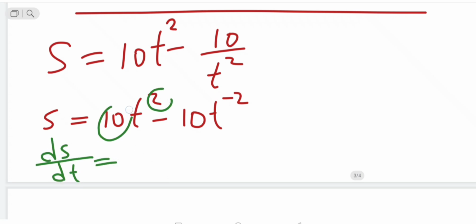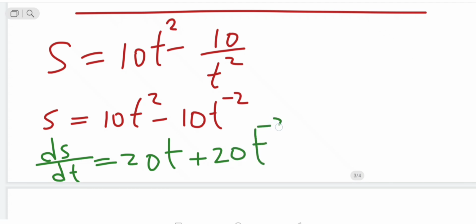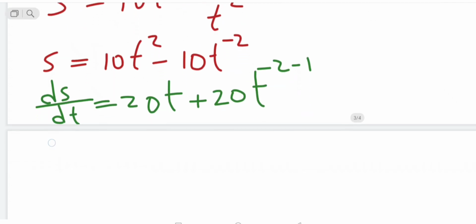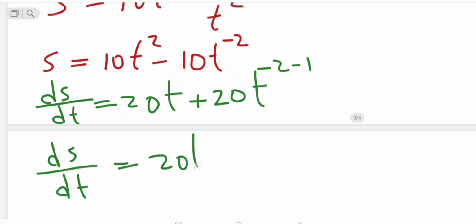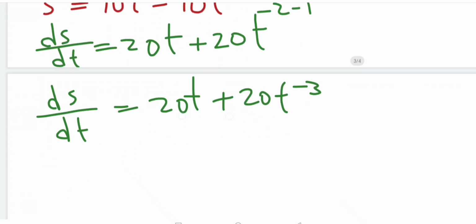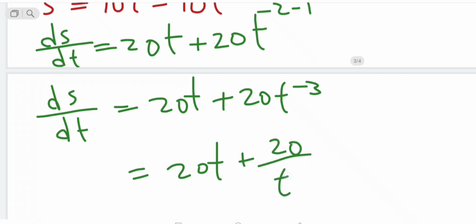Now ds over dt. So 2 multiply 10 equals 20. Then t power 2 minus 1 is 1, we don't write power 1. Then minus 10 multiply minus 2 is plus 20. t power minus 2 minus 1. So the final answer ds over dt is equal to 20t plus 20 t power minus 3. The power is negative, so we will bring it down. So 20t plus 20 over t power 3. This is our answer. I hope you understand.